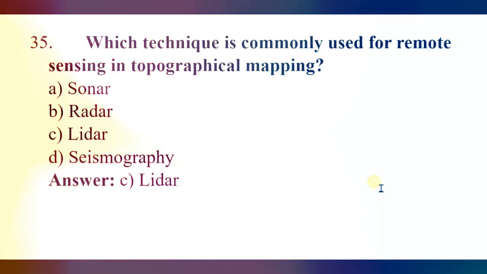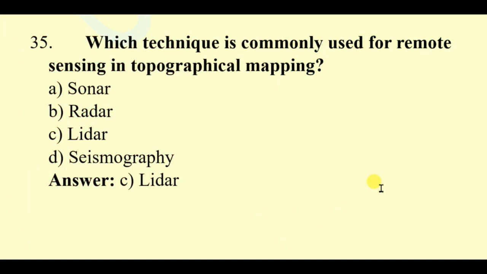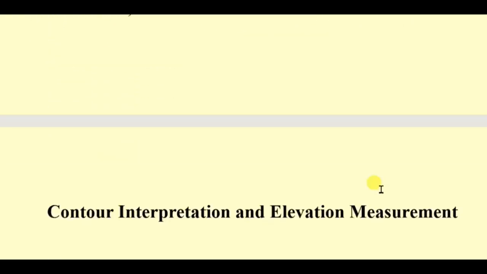Which technique is commonly used for remote sensing in topographical mapping? Sonar, radar, lidar, seismography. Here the right answer will be lidar.